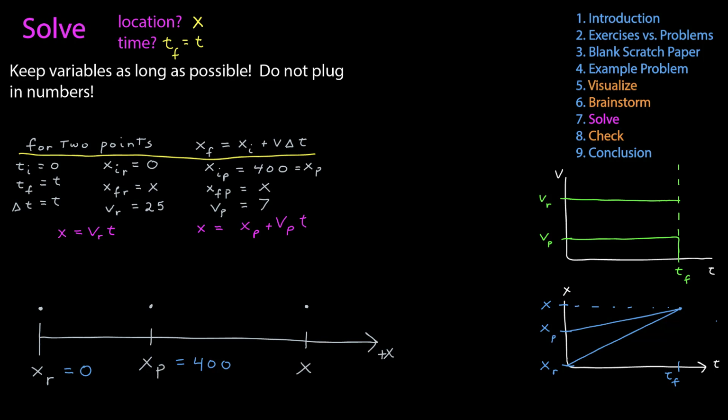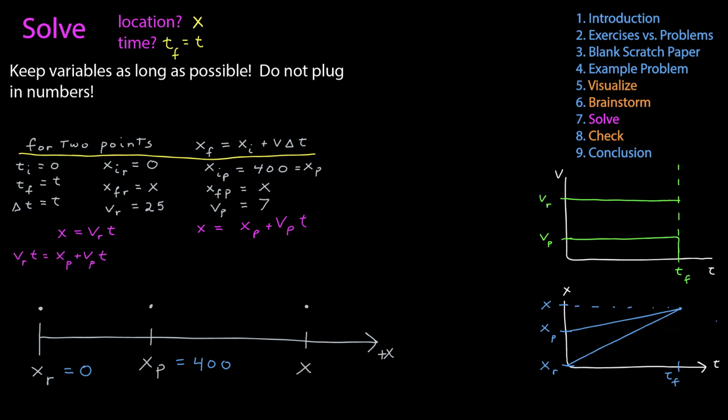Sometimes I will put in numbers if I think it dramatically simplifies an expression that could get very nasty later on. For example, before, I kept the position of the professor as x sub p, I didn't put in numbers, but I did put in 0 for the initial position of the raptor.